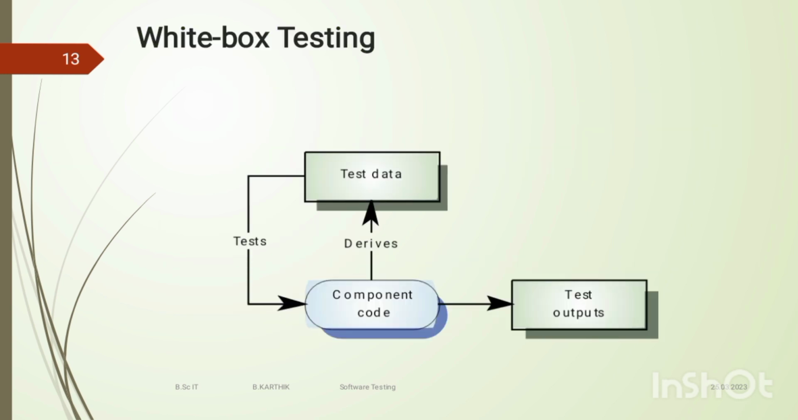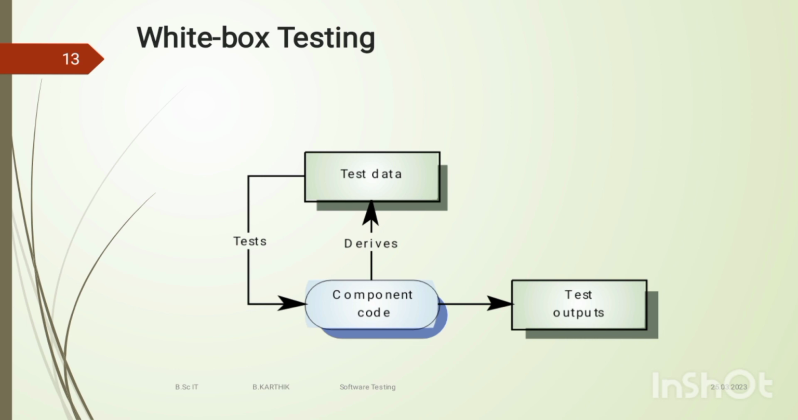Okay, this is the diagram for white box testing. It represents the flow of data, where it started and where it ended, and the customer giving the requirements based on the project, and we can find the bugs and clear the errors.